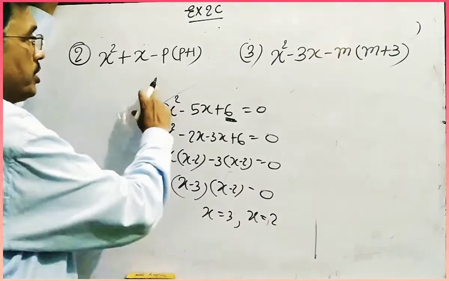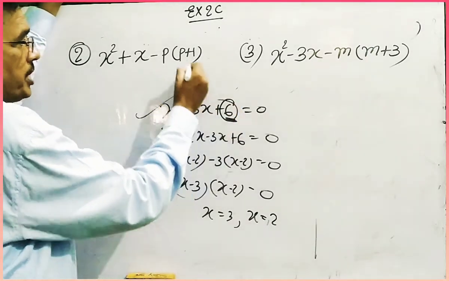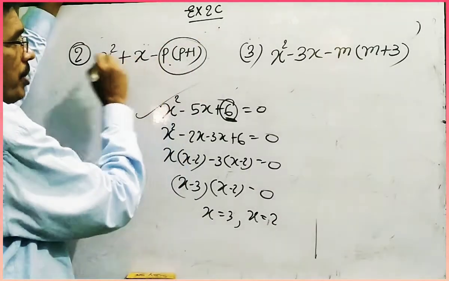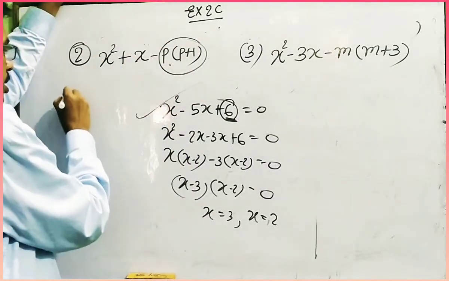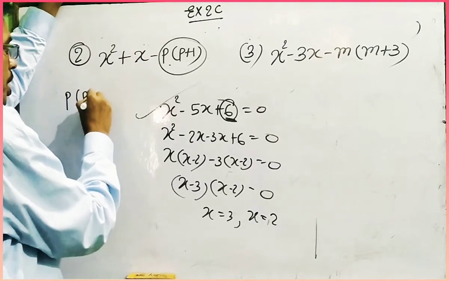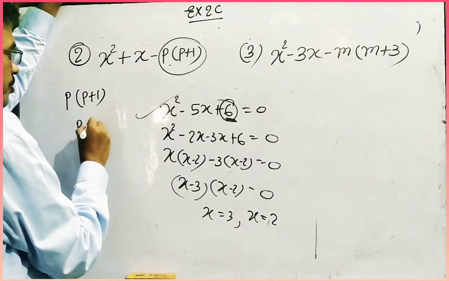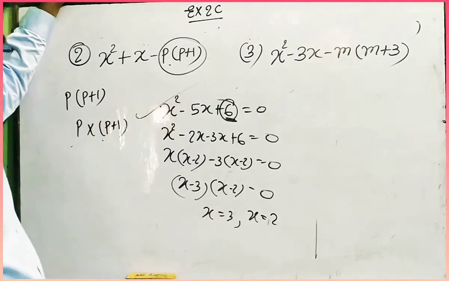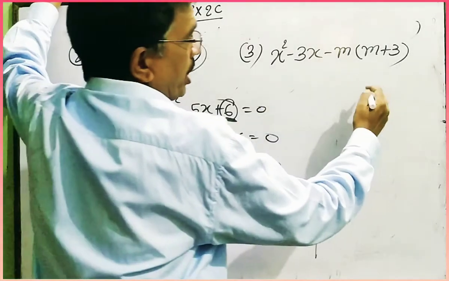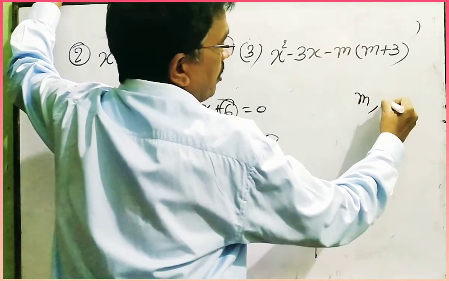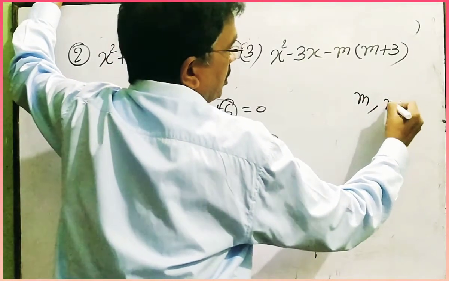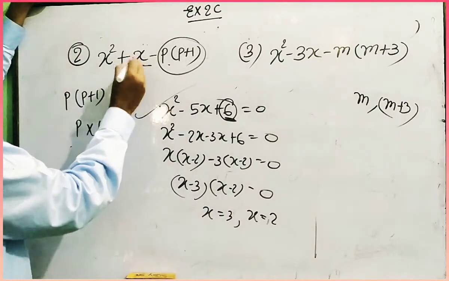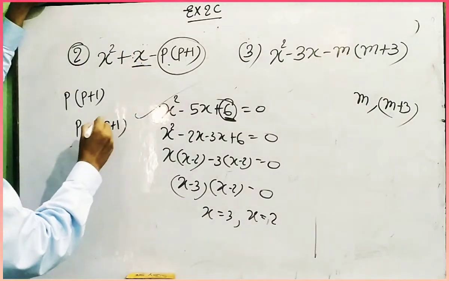But in these questions, in the place of 6 there is p into p plus 1, and you require 1 here. The factors of p and p plus 1 are only possible as p into p plus 1, no other than this. Similarly here, what is the factor of this? It is m and m plus 3. So in this question, you require 1 as the coefficient of x.